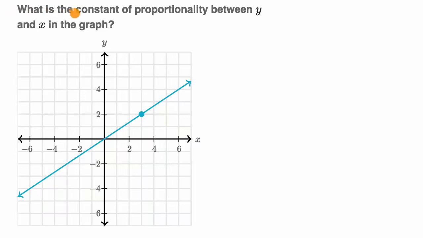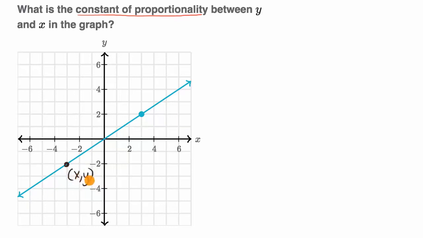We're asked, what is the constant of proportionality between y and x in the graph? And just as a reminder, when we're talking about constant of proportionality, it sounds like a very fancy thing, but it's not too bad. If we're thinking about any xy pair on this line, let's say right over here, we have some x comma y.